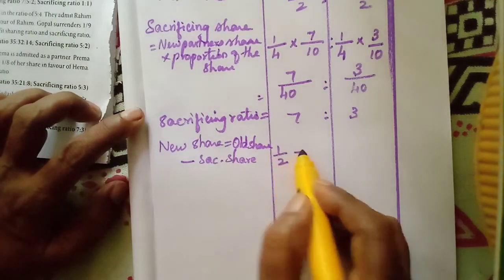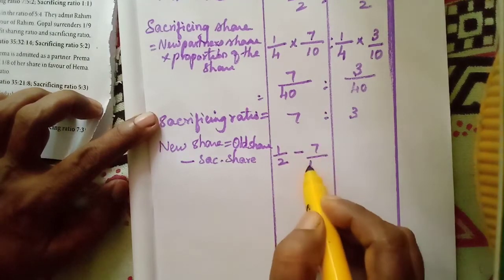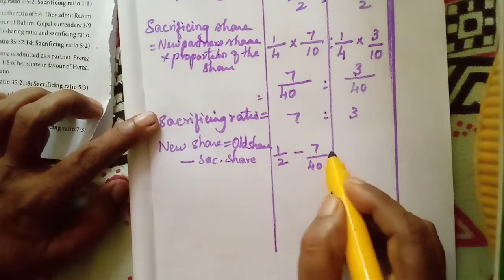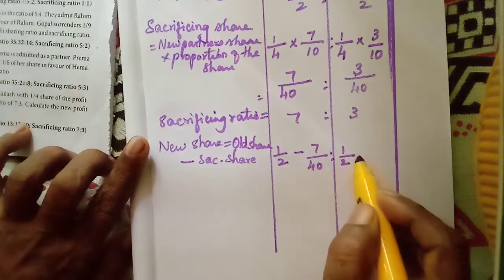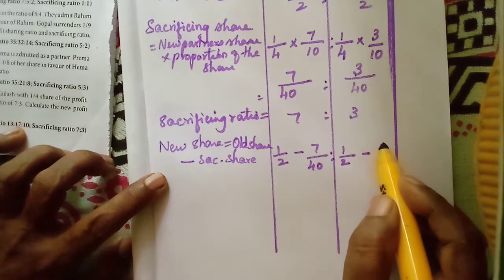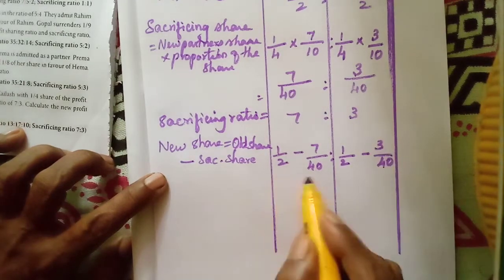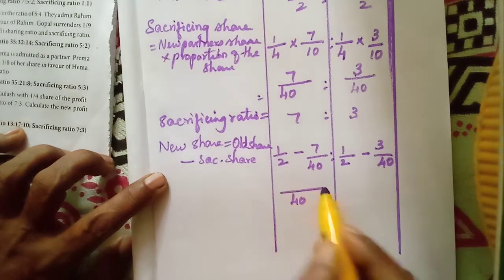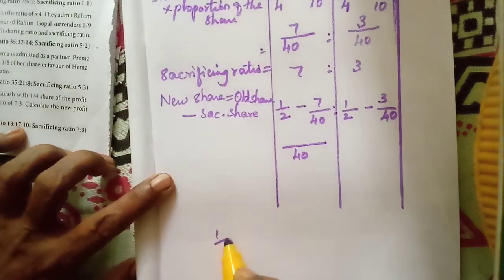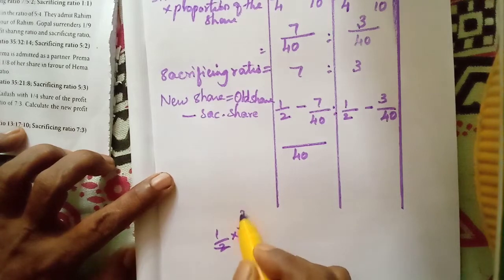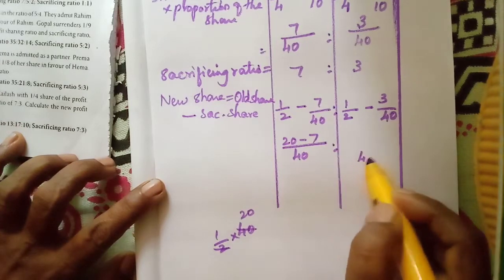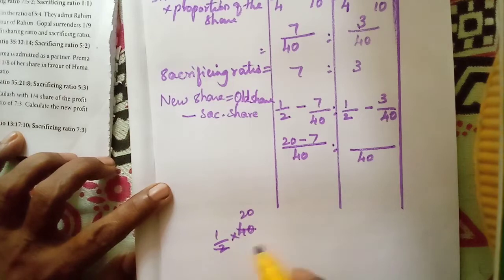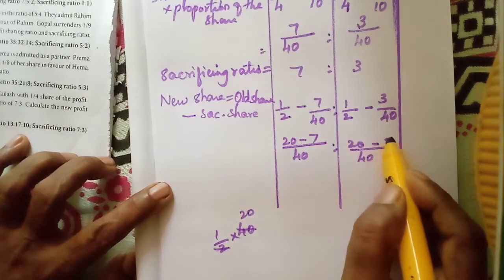1 by 2 minus sacrificing share 7 by 40, is to here old share 1 by 2 minus sacrificing share 3 by 40. So here 40 is the LCM. 1 by 2 into 40, 20, isn't it? 20 minus 7 over 40. 1 by 2 into 20 over 40. So same: 20 minus 3.